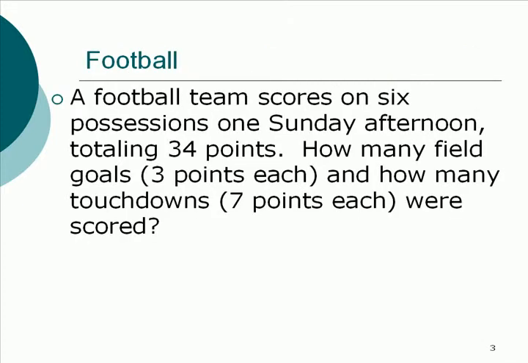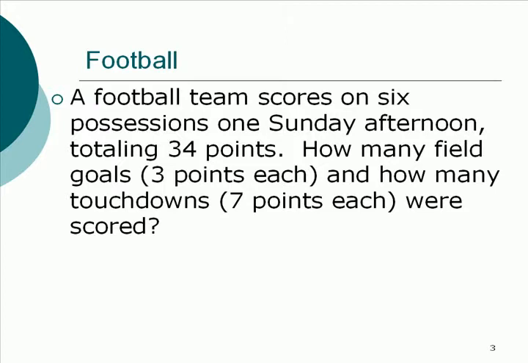Let's jump right in. First one, football, or an example from football. We're going to make a couple of assumptions here. We're going to assume that a touchdown is automatically worth 7 points and not 6 plus the extra point. But here's the scenario. A football team scores on 6 possessions one sunny Sunday afternoon, and they score 34 points. The question is how many field goals at 3 points apiece and how many touchdowns at 7 points apiece were scored. Now you can figure this out by running the combinations through your head.